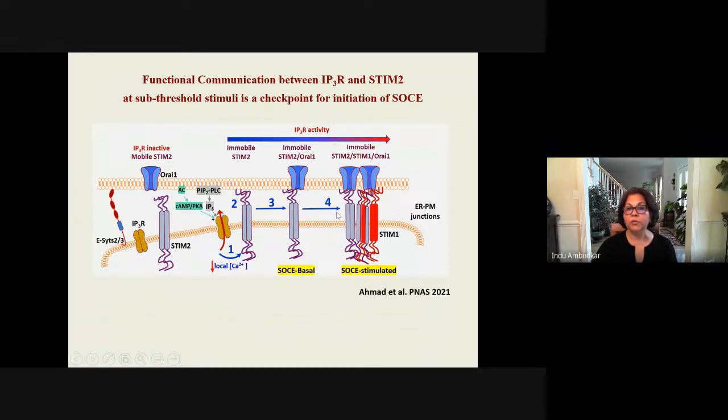And once you start putting the agonist on, depending on how much the store gets depleted and how much agonist goes on, you'll get clusters which have either STIM2, STIM1, or maybe STIM1 alone at these very, very high agonist concentrations.